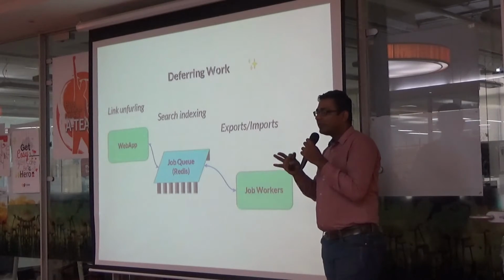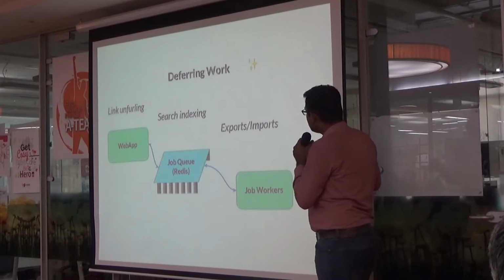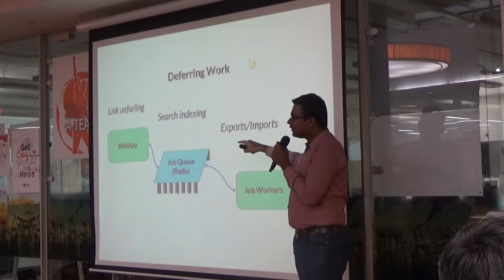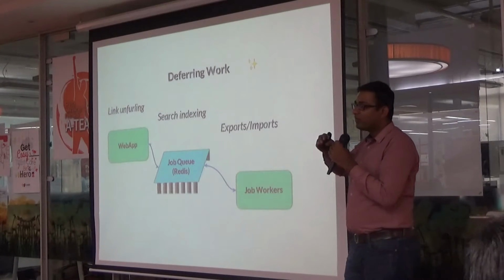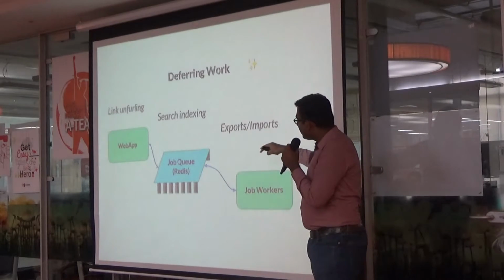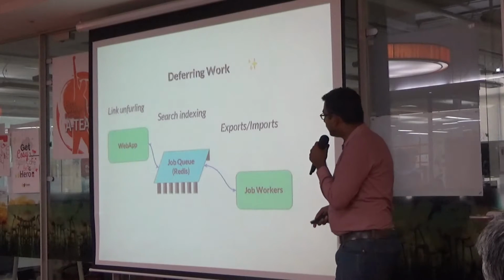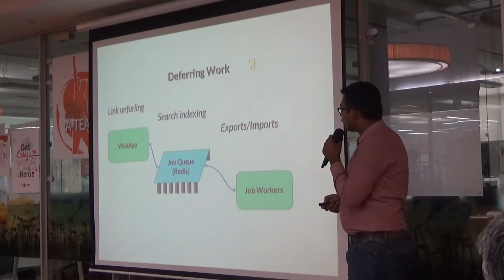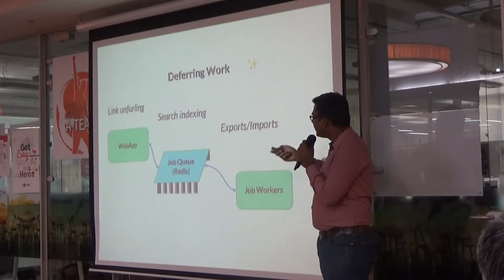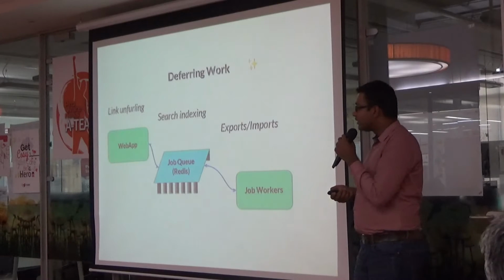Obviously these are tasks which can be done asynchronously. So they put those tasks on a Redis queue. There are multiple queues based on priority, and based on priority, those will be picked up by workers and serviced. They do that for things like link unfurling, search indexing, and export import, which take a lot of time and should ideally be done asynchronously.